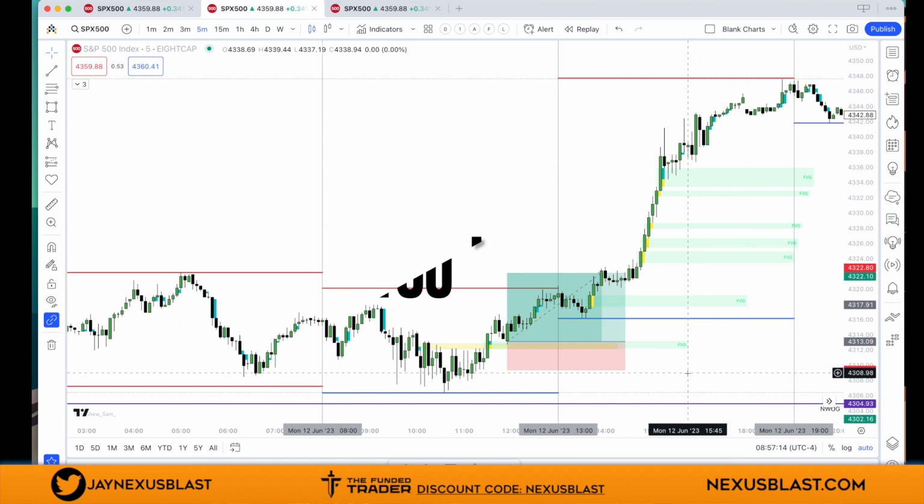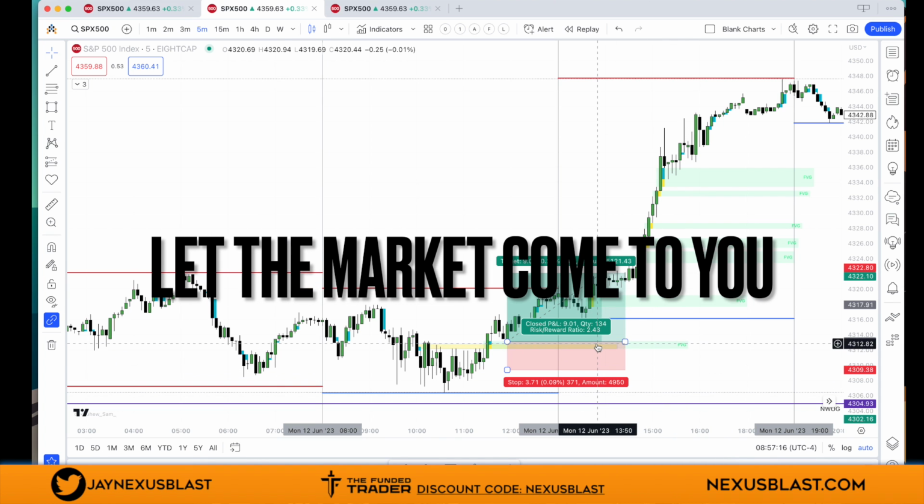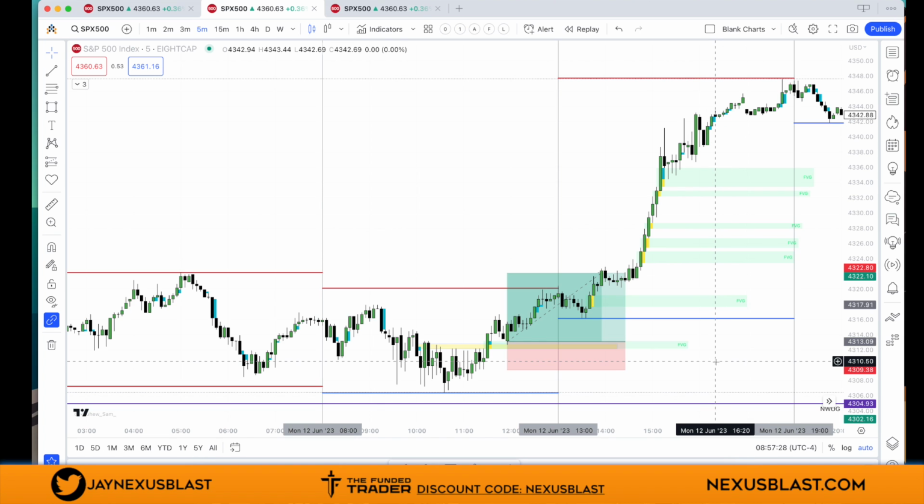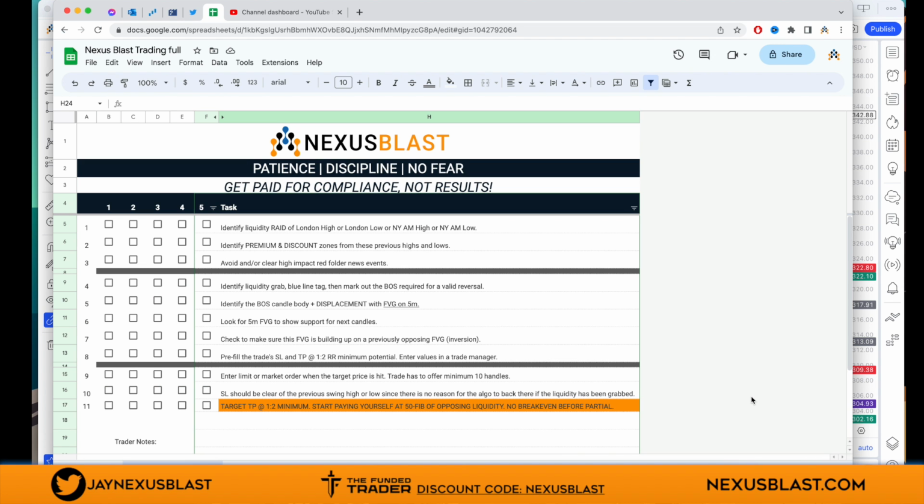It's important to let the market come to you and to follow these rules, because you can be a positive trader even with a 50% win rate. If you're asymmetrically stacked on your risk to reward, you're going to be a profitable trader. Then you enter a limit or market order when the target price is hit, and your trade has to offer a minimum 10 handles. And this is on the S&P or ES.